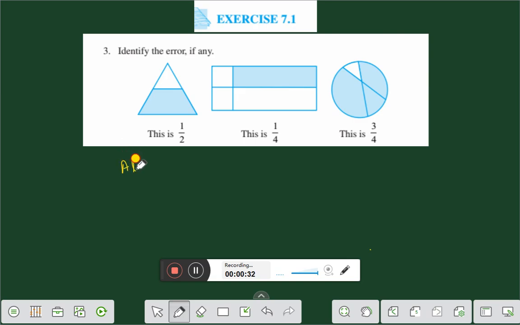All parts are not equal. Therefore, representing 1 by 2 is wrong. Here also you see 1 by 4. 1, 2, 3, 4. But here also all parts are not equal. Therefore, this 1 by 4 doesn't represent this one. This is also wrong because all parts are not equal.